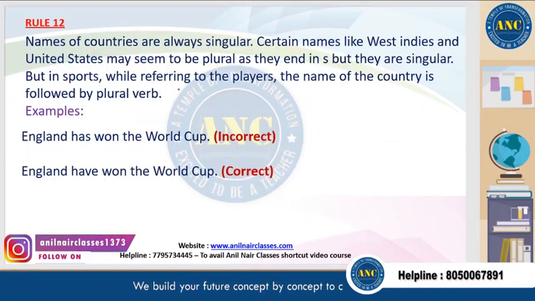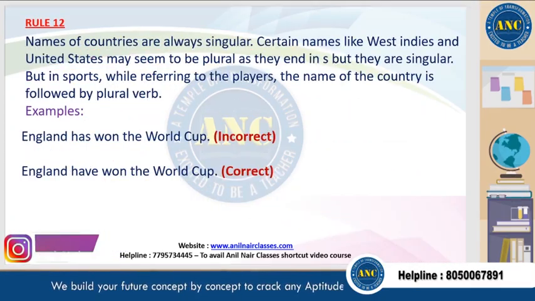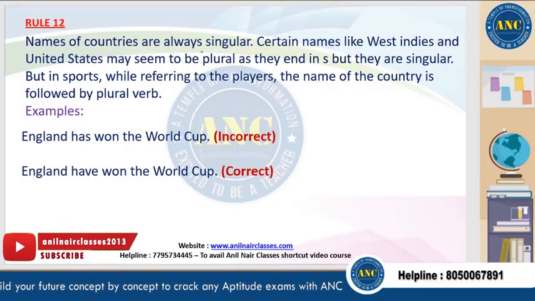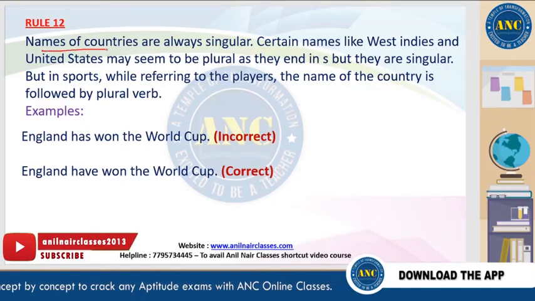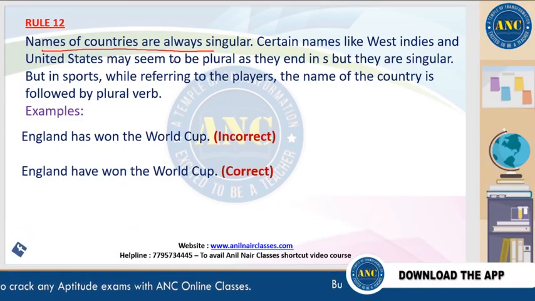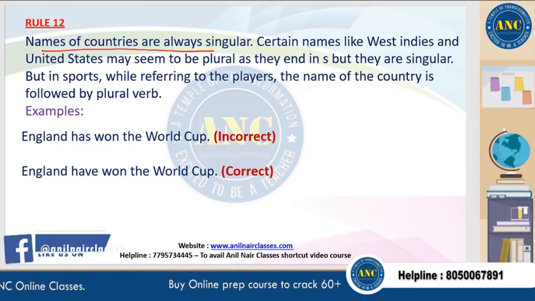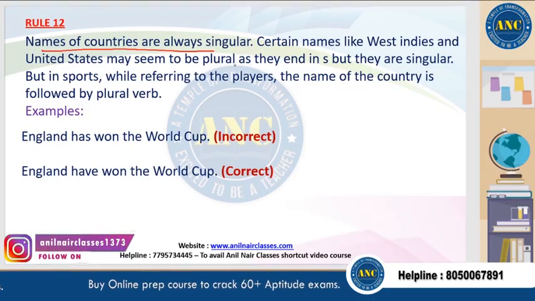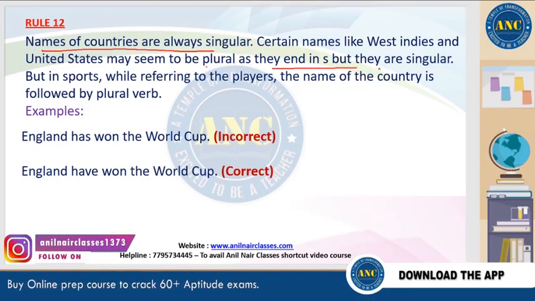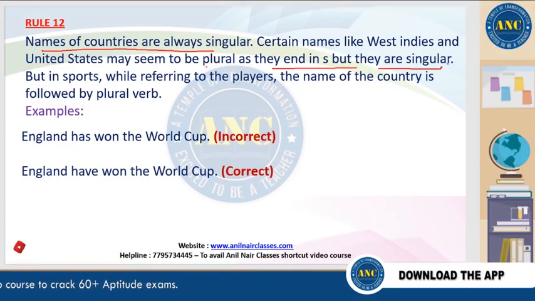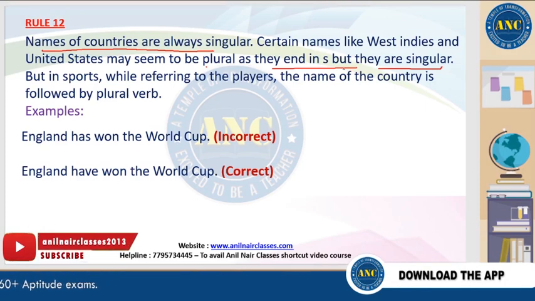Next rule. Sometimes you will see the names of countries. They are always singular. Now there are certain names of countries which end with S, so we feel as if it is plural, but we should know that even though they end with S, they are singular, right? It looks as if they are plural, but they are actually singular.